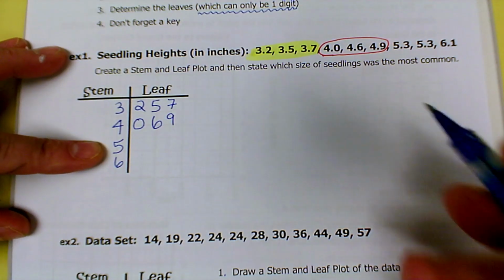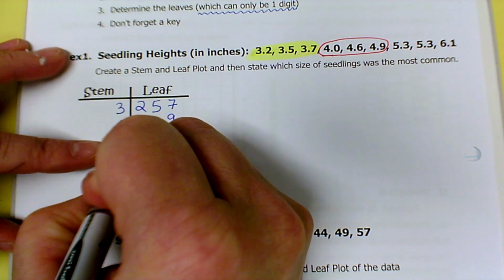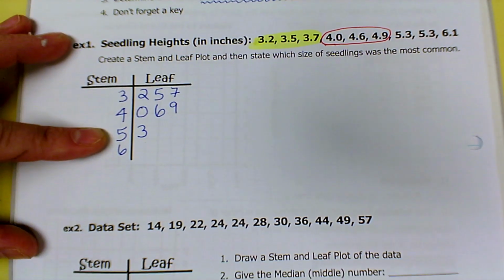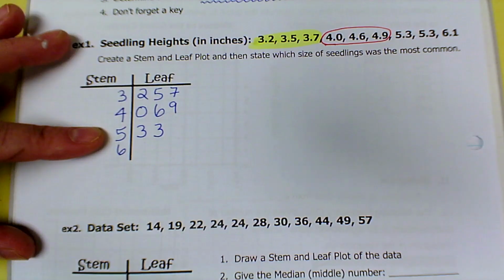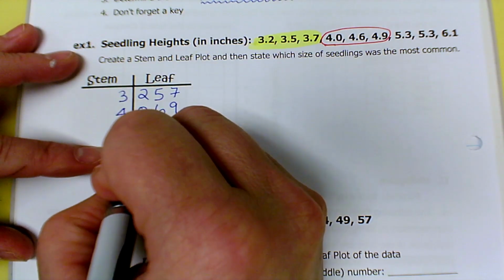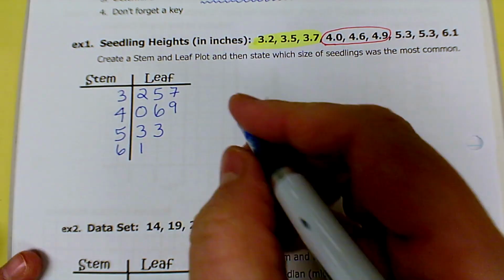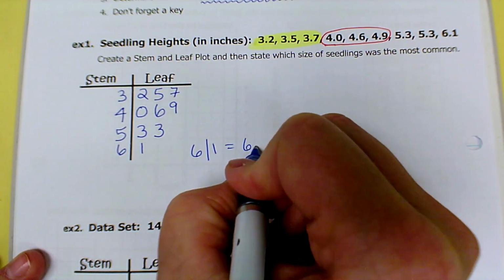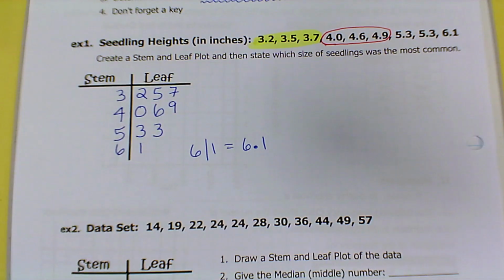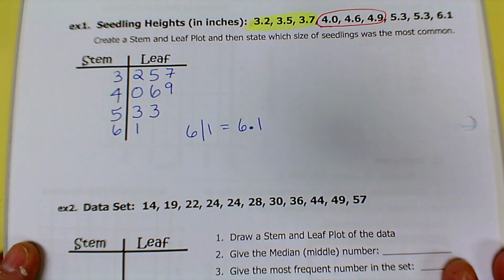Okay, now the 50s, I have a 5.3. So put a 3. And I have another 5.3. And now the 60s, 6.1. And then we're going to do a key. So 6 bar 1 equals 6.1. You have to put that so people know how to read the numbers because they're not always decimals. All right, that's a stem and leaf plot.